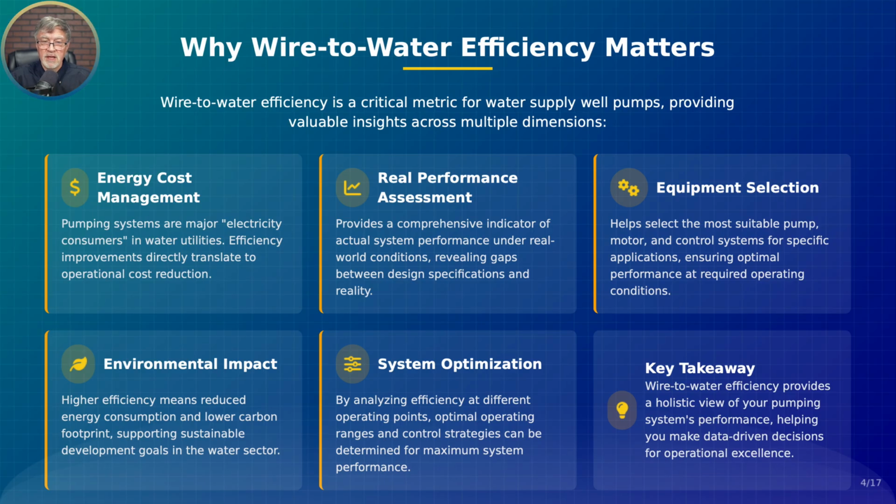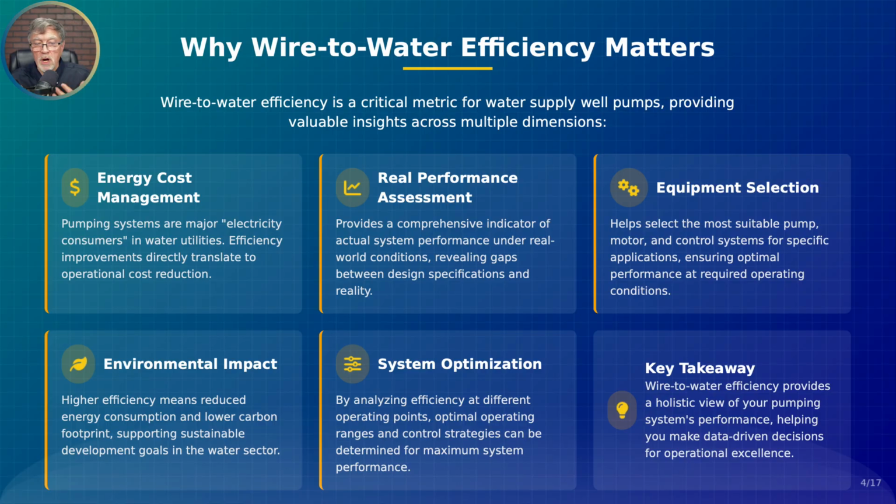Equipment selection. This helps us select the most suitable pump, motor, and control systems, how they work together, and ensure optimal performance at required operating conditions. Environmental impact. Higher efficiency means reduced energy consumption and a lower carbon footprint, if you're interested in that. And so you can say you're supporting sustainable goals in the water sector. System optimization. We want our system to be optimal. The pumps and motors are a key part of that, but we really want to optimize our whole system. And this is looking at a key component to optimizing our entire system.